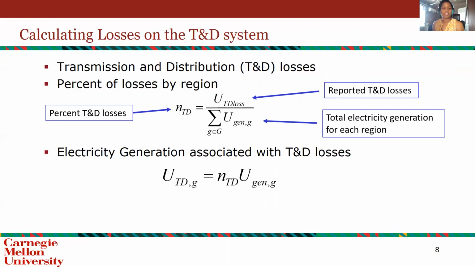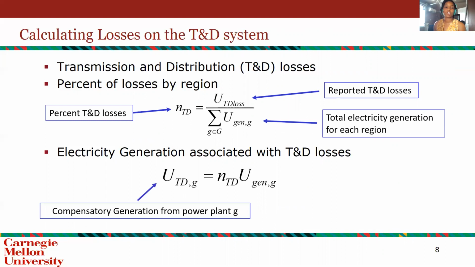Then this will correspond to the compensatory generation from the power plant. So this is going to let us find how much extra power we needed to generate because of the inefficiencies in our system. And that's just going to be multiplying the percent T&D losses times the electricity generation in that region.